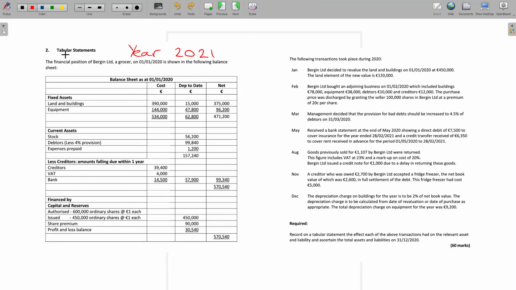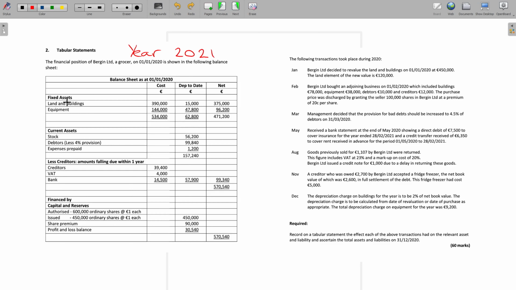Today we're going to be going over a tabular statement question. So it's from the exam papers, year 2021. Tabular statements is one of a few questions where we can get some 60 marker questions and some 100 marker questions. So the question we're going to do is a 60 marker, very similar to the 100 markers, except there'll be a few more adjustments.